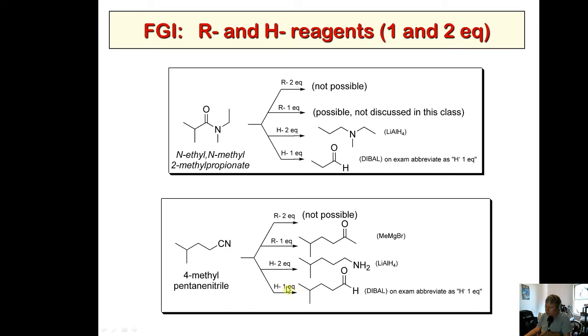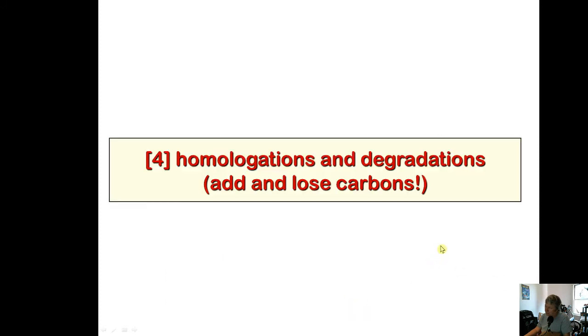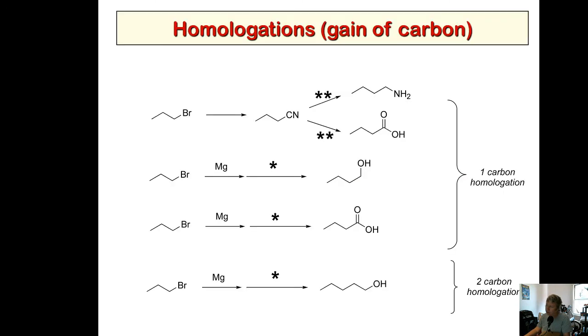And then H-1 equivalent, and they're using DIBAL for this. What that does is it attacks once, and then you have a C double bond N, and then that hydrolyzes, and you get the aldehyde. Okay? Homologations and degradations, add and lose carbons. So this just reviews the different cases of homologations and degradations that you learned. One carbon homologation and two carbon homologations.